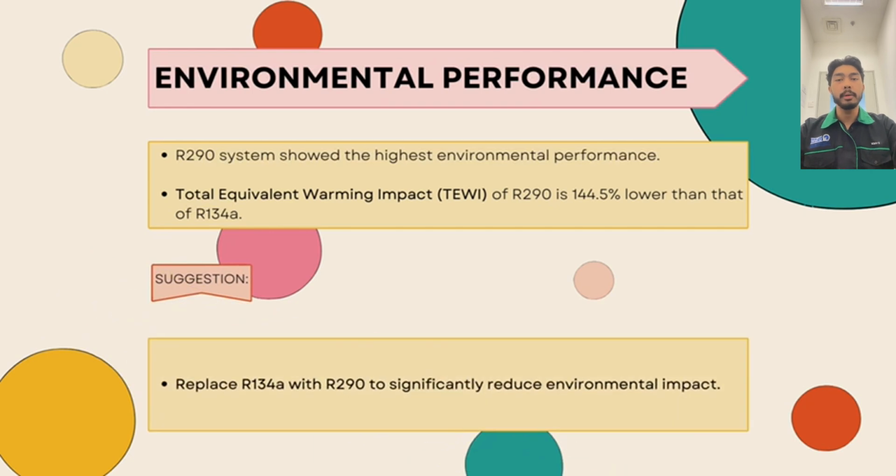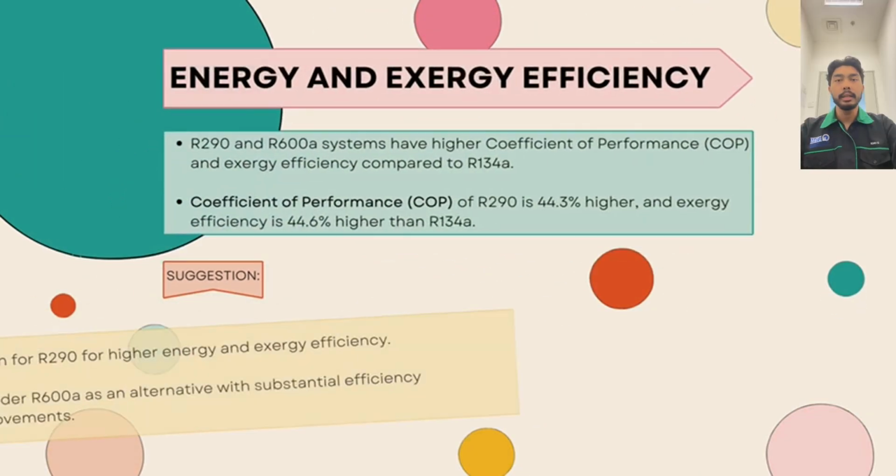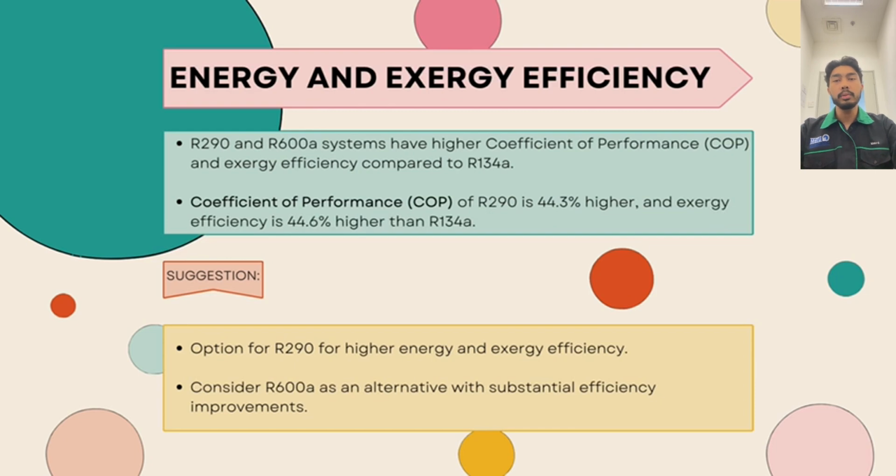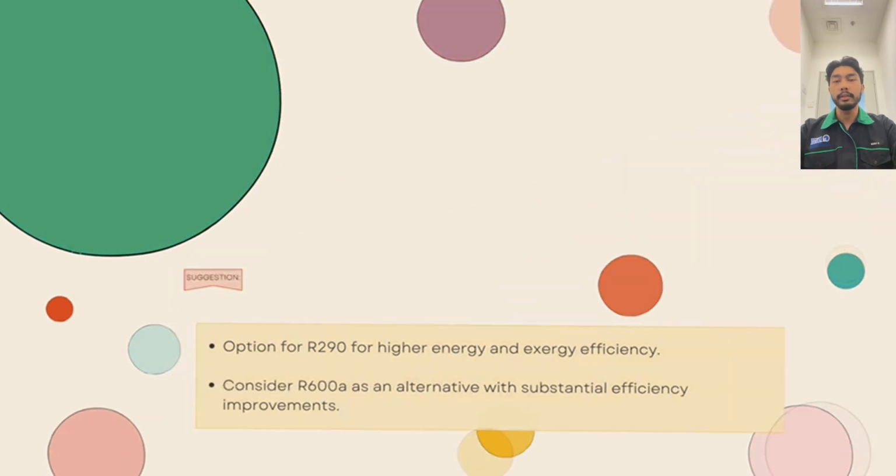The environmental performance: the R290 refrigerant showed the highest environmental performance with a total equivalent warming impact 144.5% lower than R134A. We suggest replacing R134A with R290. The energy and exergy efficiency: R290 also excelled in energy and exergy efficiency with a coefficient of performance 44.3% higher and exergy efficiency 44.6% higher than R134A. R600A is also a viable alternative.